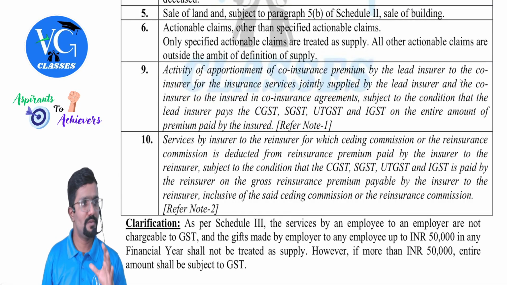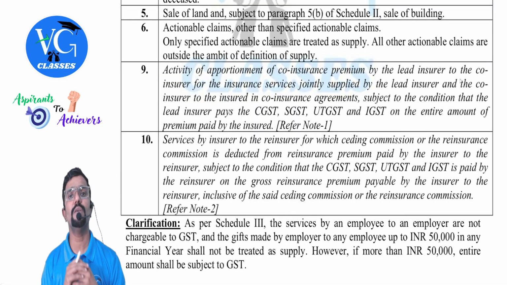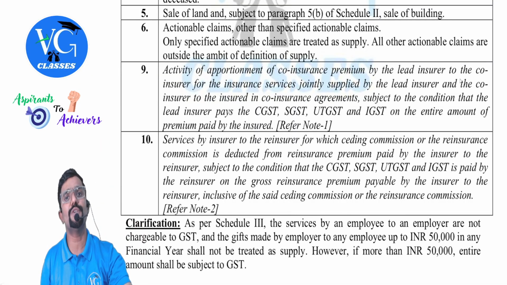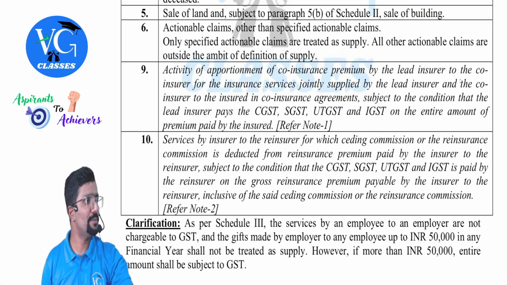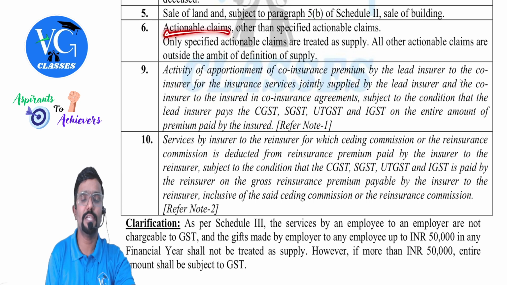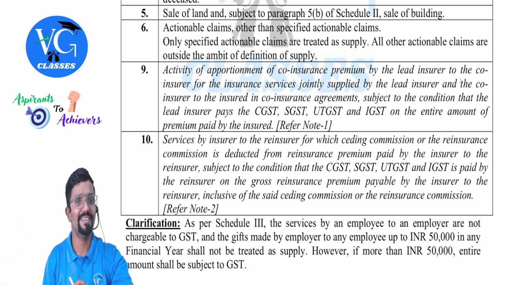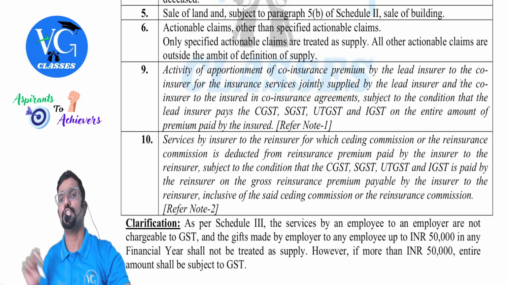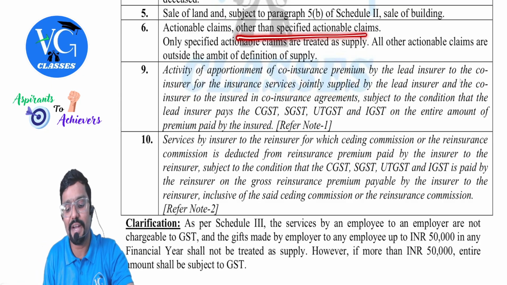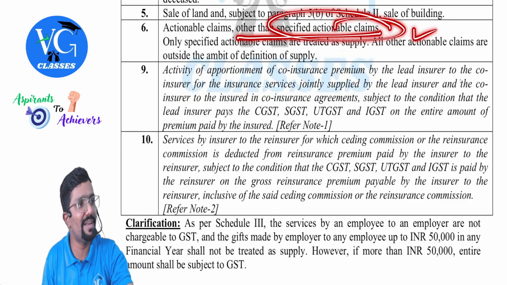Sixth one, actionable claim. Guys, is actionable claim a goods? Yes. Actionable claim is a part of the goods definition. But here they are telling actionable claim is covered in Schedule 3. That means no GST, yes. But other than specified actionable claim. Means for other than specified actionable claim, GST is applicable, yes.